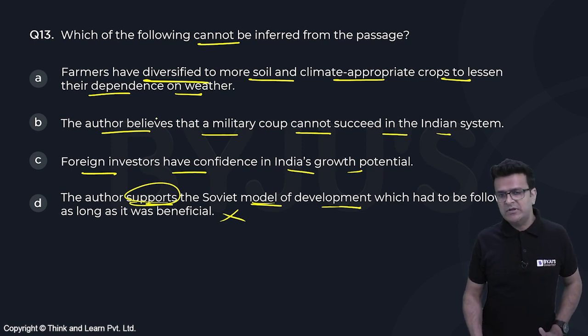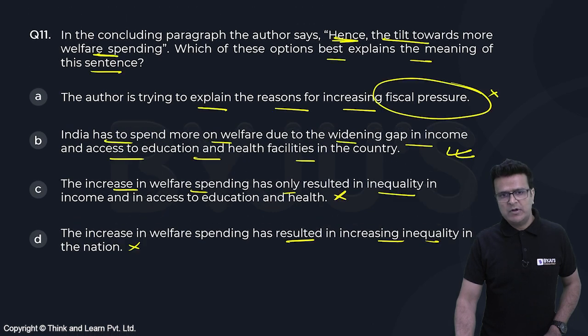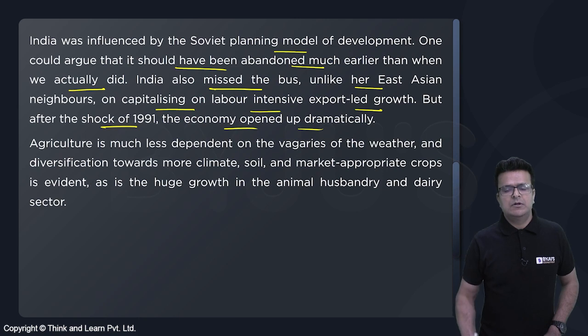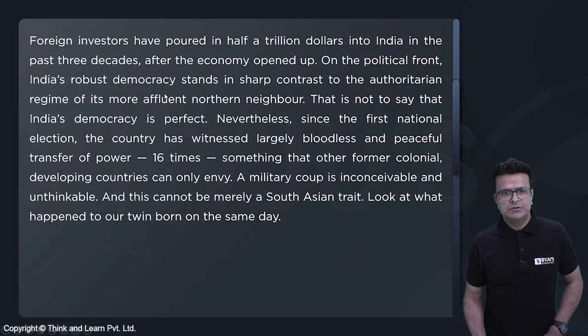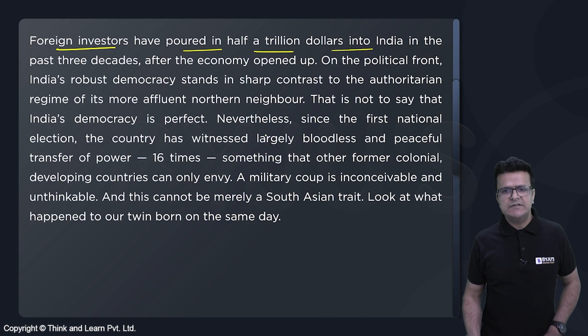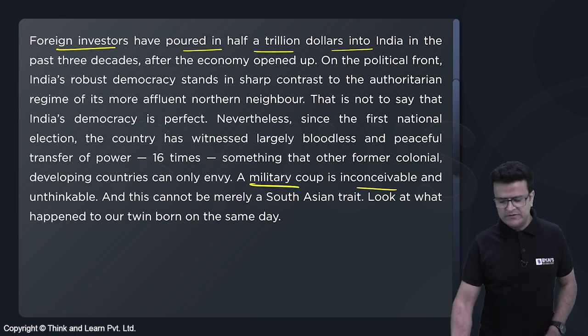Now other options can be easily inferred. If you look at the choices, option 1 says, look at the information that we have, and we can see all the options can be supported. Foreign investors have poured in $500 billion into India. So foreign investors are very happy with the Indian economy. Then it says a military coup is inconceivable. So a military coup in India is not going to take place.